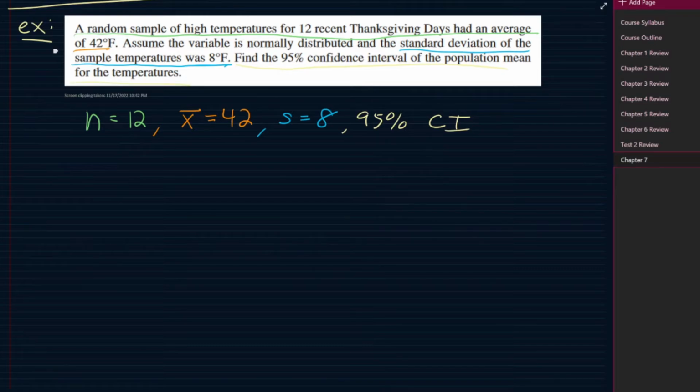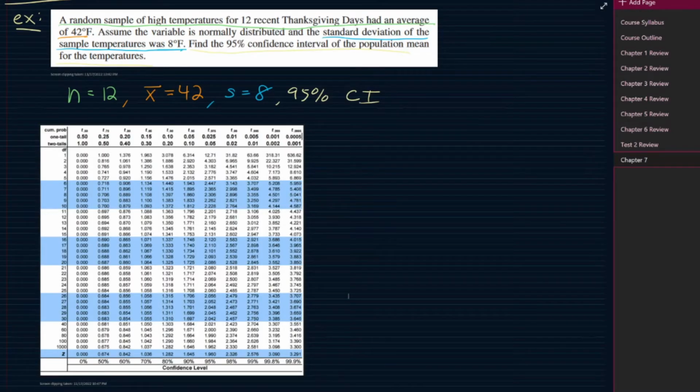So hold on, I've got to get a t table. Okay, so I've got a t table here. And on the left, it gives us the degrees of freedom. Degrees of freedom is n minus 1. That's how we find the degrees of freedom. It's always just n minus 1. So in this case, our degrees of freedom is, of course, 11. That's how we know which row to look up here in the t-table.